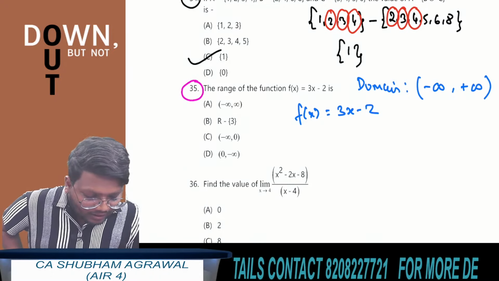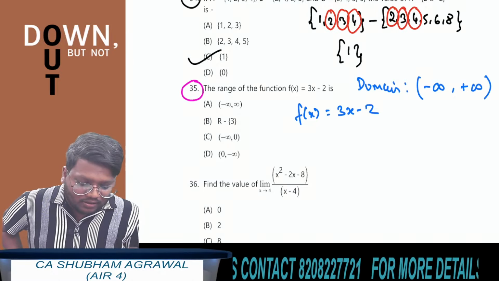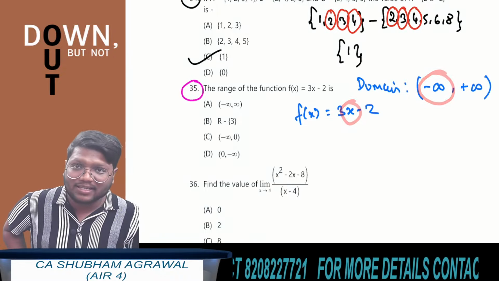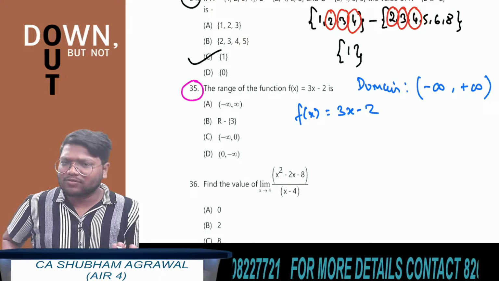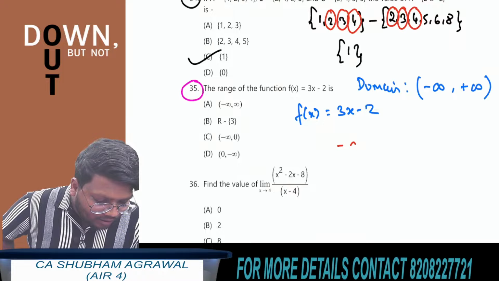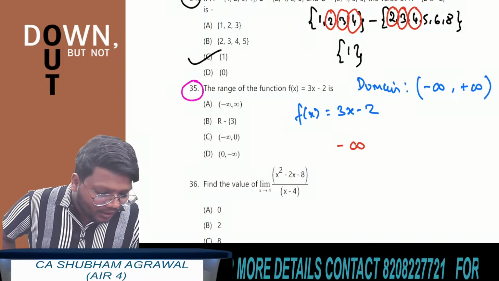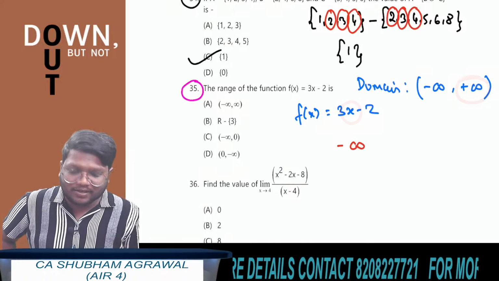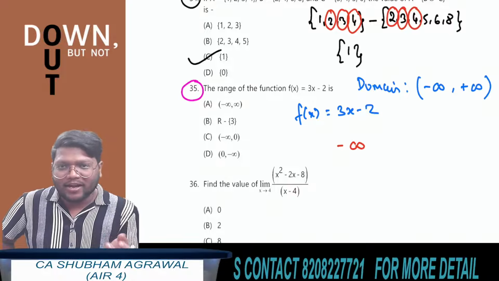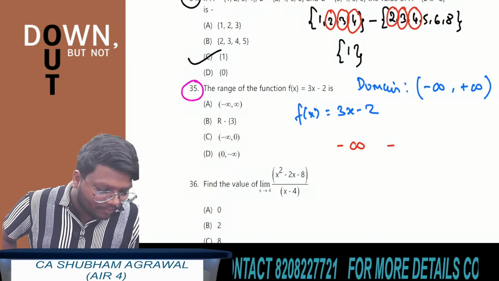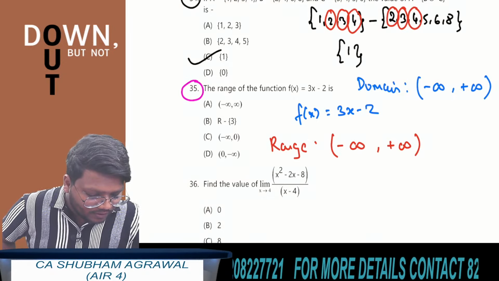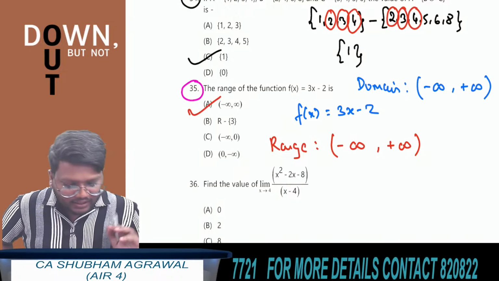Okay, now what they have asked here? Range of the function. Now see how to find range. First put the value of x as minus infinity. 3 multiplied by minus infinity is minus infinity, and minus infinity minus 2 is minus infinity. Now if you put the value of x as plus infinity, 3 multiplied by plus infinity is infinity, and if you subtract a finite number from infinity, it is infinity only. So minus infinity to plus infinity is the range. Which option is correct? Option A is the correct answer.